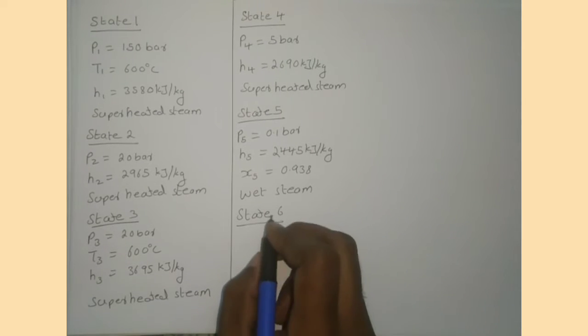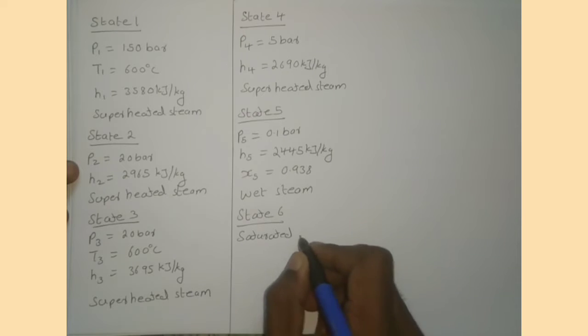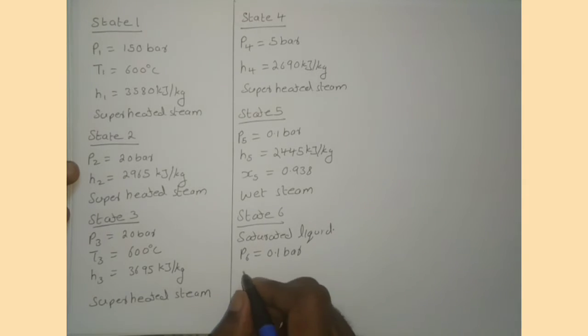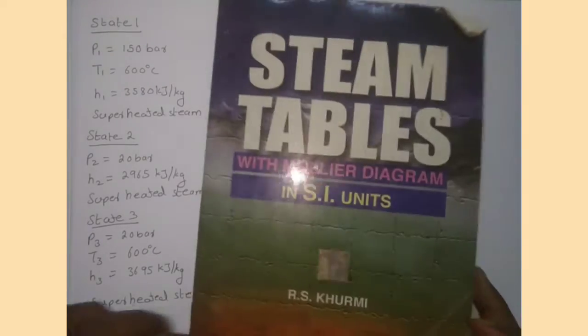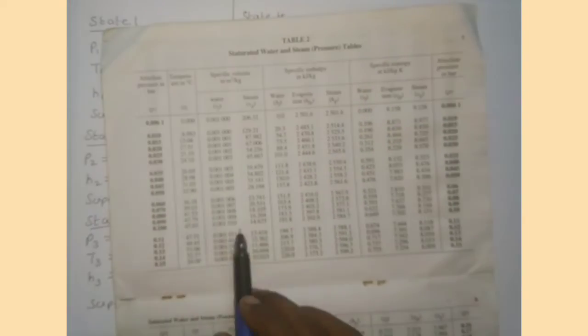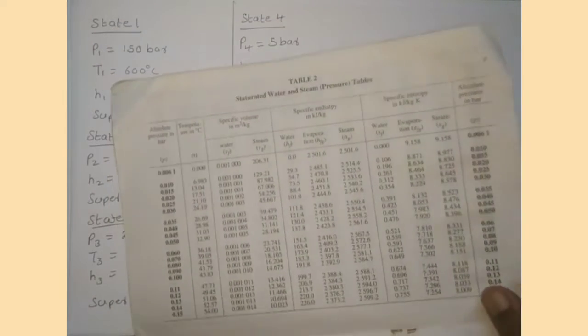At state 6, the condition of the working fluid is saturated liquid and pressure P6 equals 0.1 bar. Therefore, from the steam table by R.S. Khurmi, at a pressure of 0.1 bar, I am going to take the values of Vf and Hf.